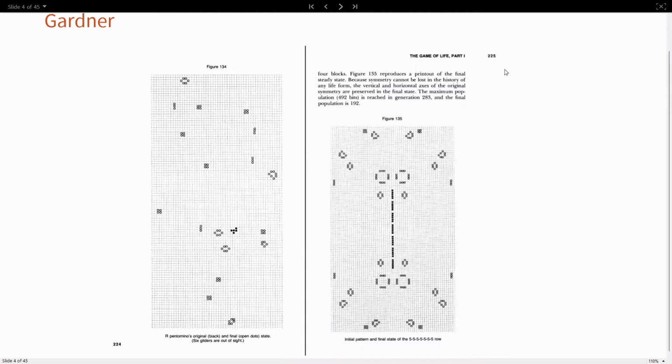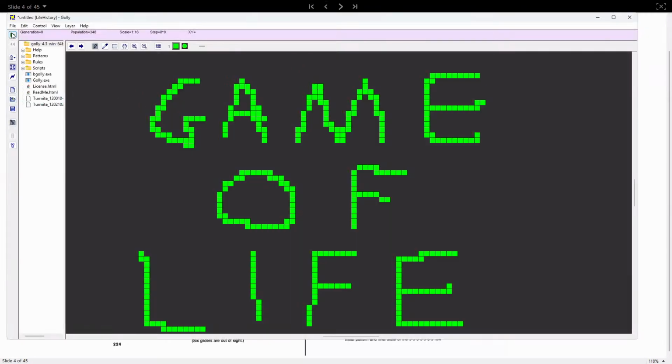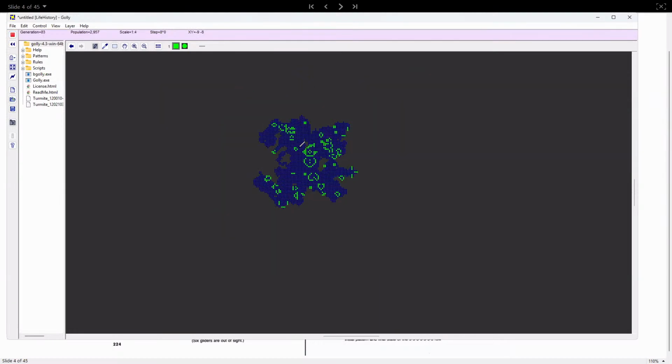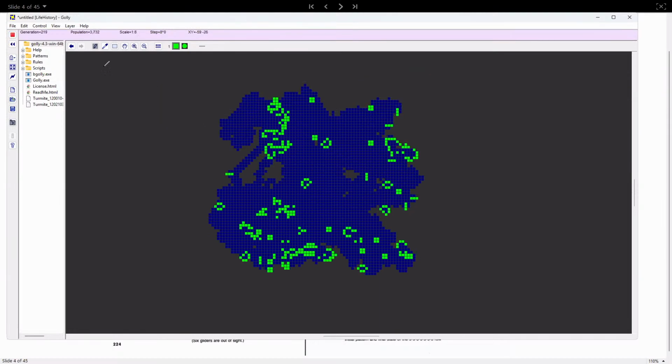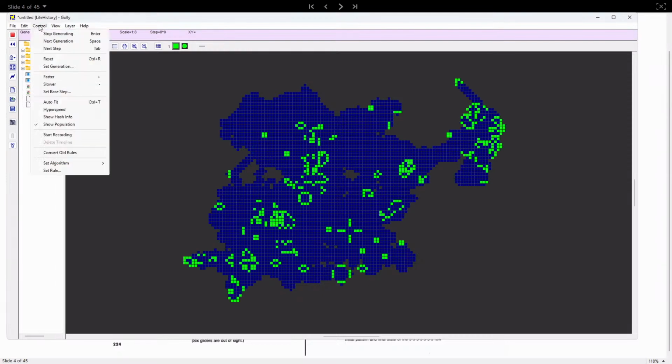And he gives some examples for what happens in, say, the starting condition of the pentomino, you get this pattern. And if you run the R pentomino, you get this pattern with gliders. So if you're not familiar with the Game of Life, it basically acts like this when it runs. And we can slow this down some.